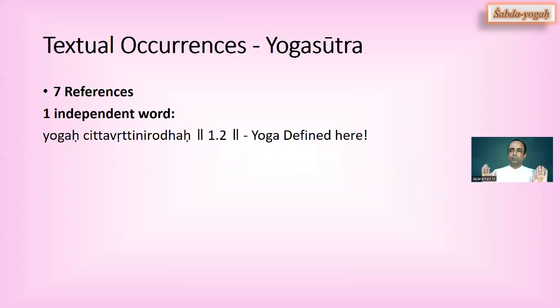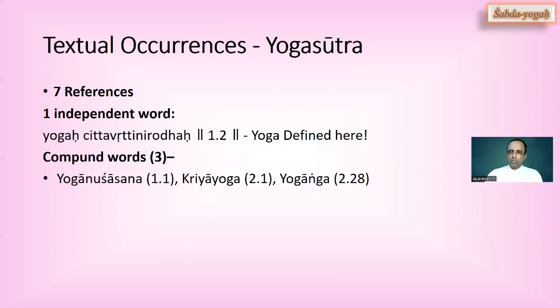chitta vritti nirodha. So basically, the first route, as per the etymology, is what is applicable and acceptable according to the commentators of the Yogasūtra: in the context of yoga, chitta vritti nirodha, yoga is samadhi. Then on 3 other occasions we find yoga used as part of a compound. In the Yogasūtra: yoganushasana in the first sutra, kriya yoga, and yoganga, limbs of yoga. Yoganushasana is the teaching of yoga as per tradition.